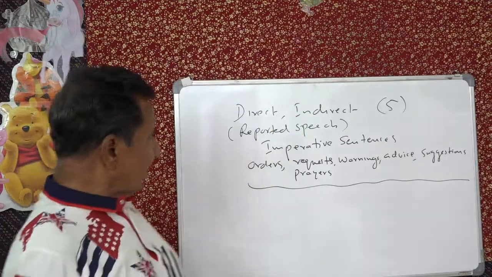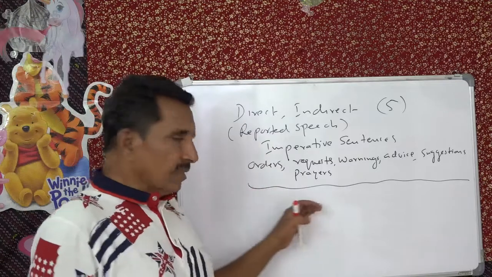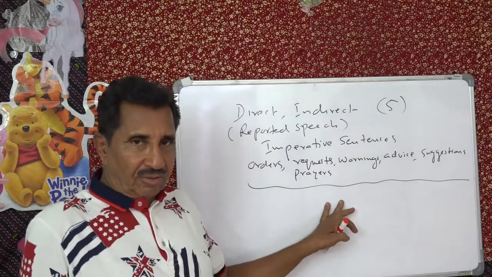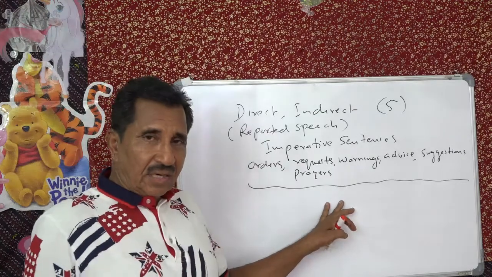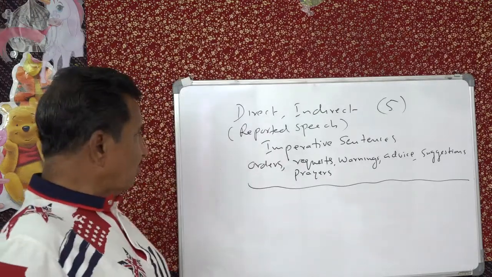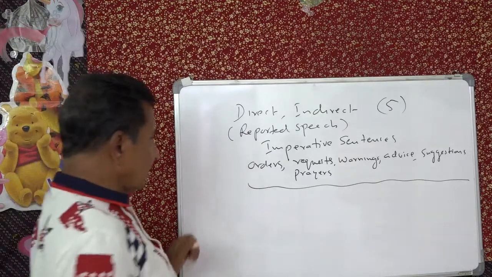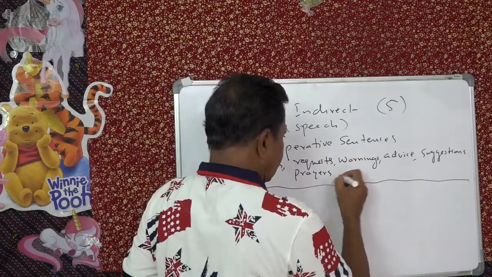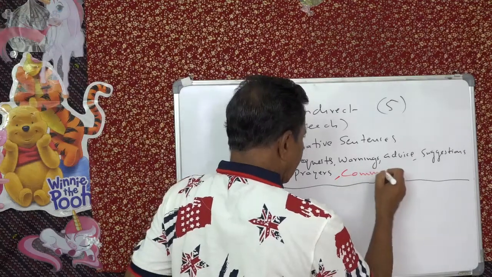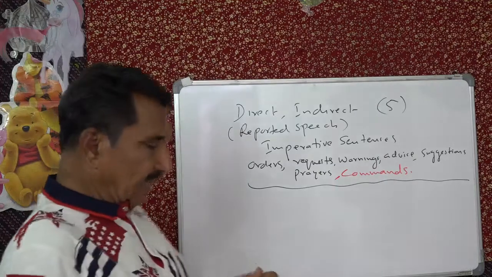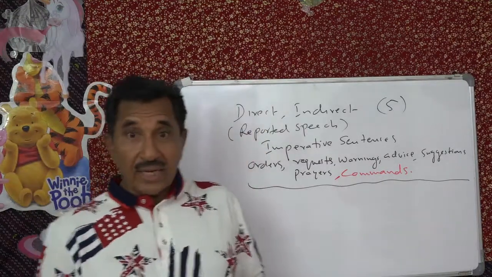Now we have got a third kind of sentence we can see, that is called imperatives. Imperatives means commands. Commands, orders, requests, warnings, advice, suggestions, prayers. Such sentences we call imperatives.